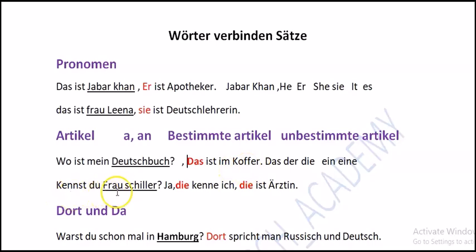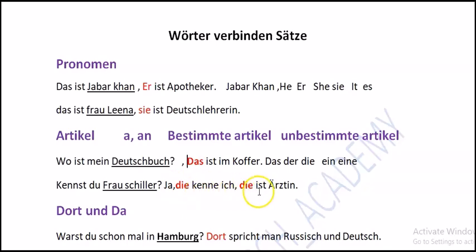The next one is: Kennst du Frau Scheller? Do you know Mrs. Scheller? I say, Ja, die kenne ich. Do you see the connecting word? How we have connected the sentence? Ja, die kenne ich. For female we use die. It means yes, I know her.